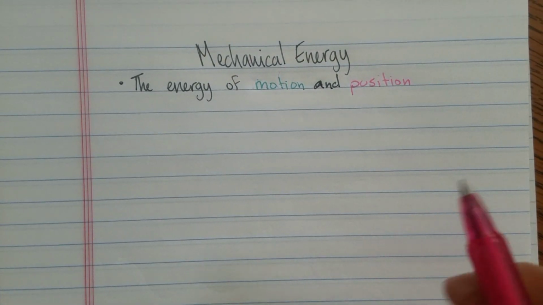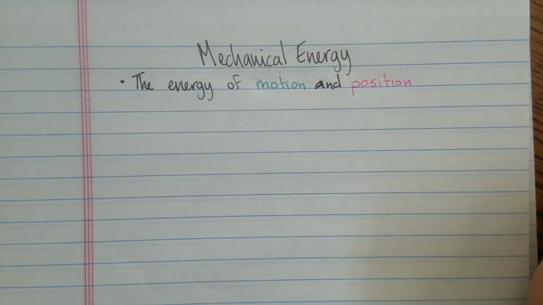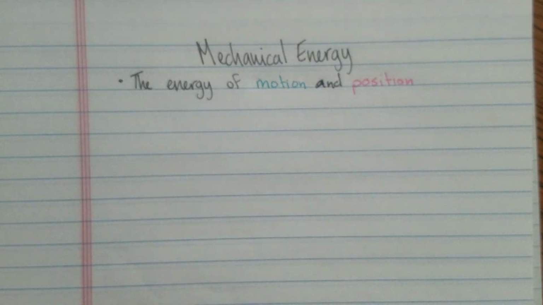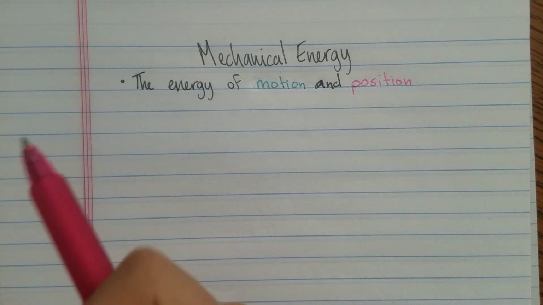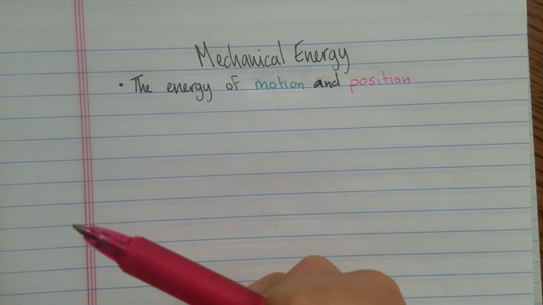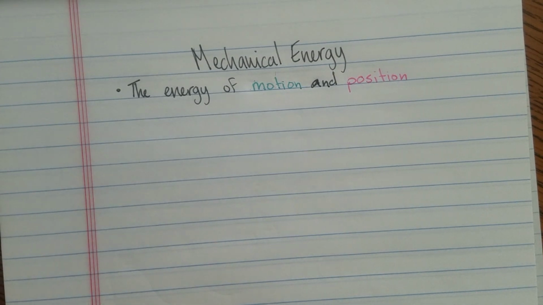All right, today we are going to talk a little bit about mechanical energy. We've actually talked about this word. We defined it when we talked about forms of energy, as the energy of motion and position. Then we talked about it when we did our notes over kinetic energy, because we said kinetic energy is a form of mechanical energy, and the same with potential. Potential is a form of mechanical energy.